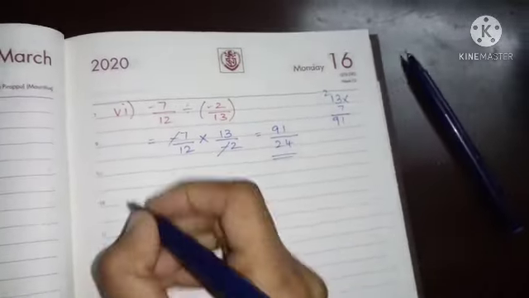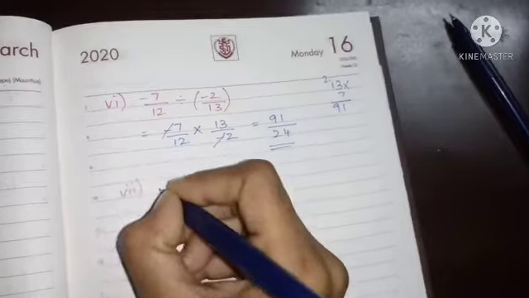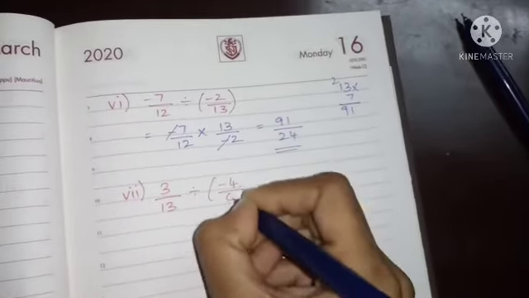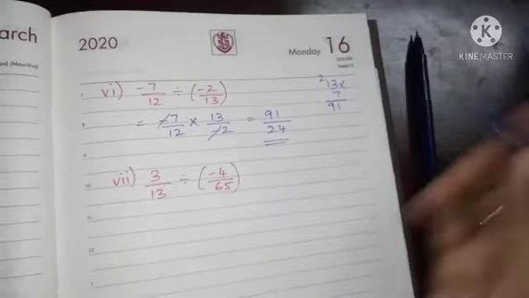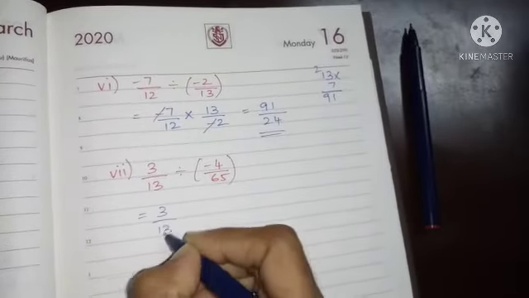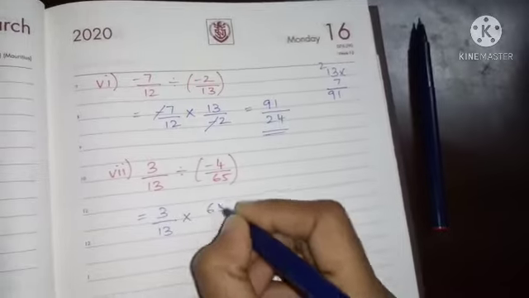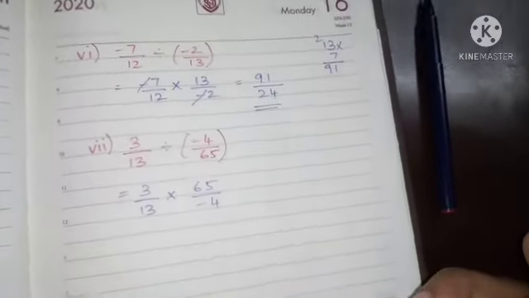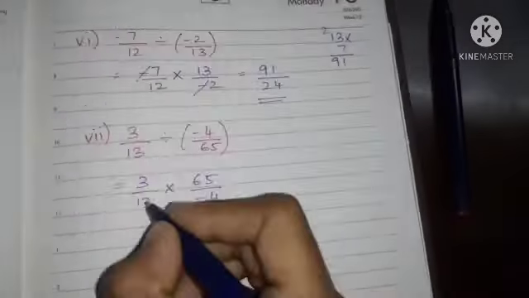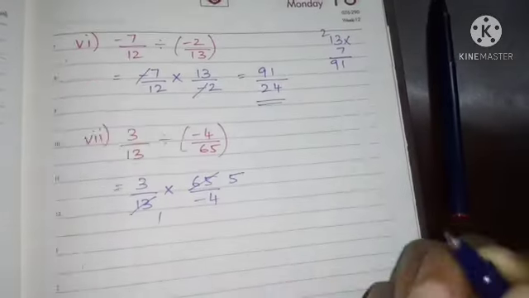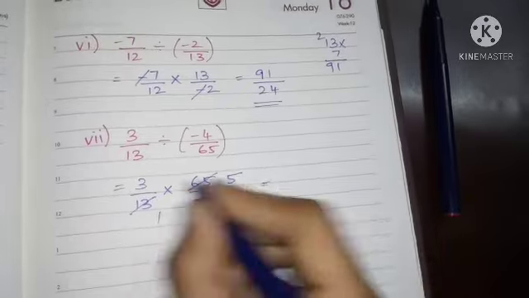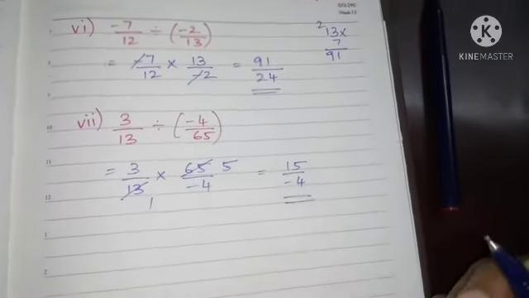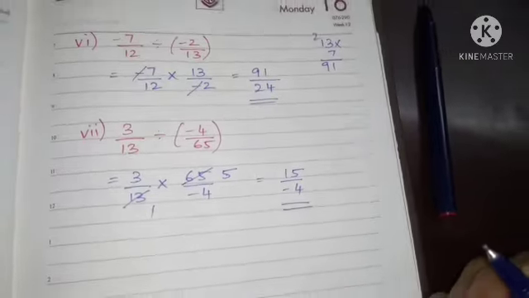Next, seventh problem, 3 by 13 division minus 4 by 65. Now 3 by 13 into 65 by minus 4. 65 by minus 4, just reciprocated, that's all. 13 1s are 13, 13 5s are 65. So now 3 5s are 15, 1 into minus 4, minus 4. So the answer is 15 by minus 4.